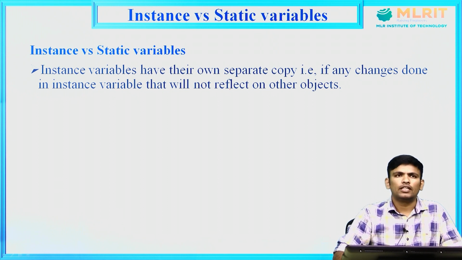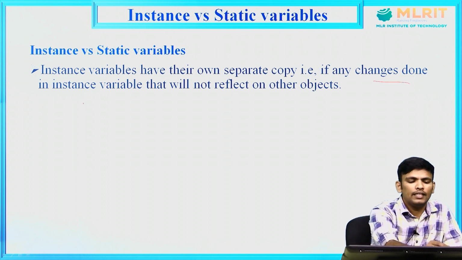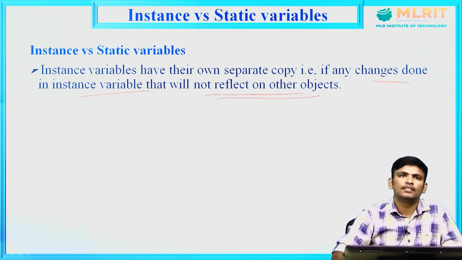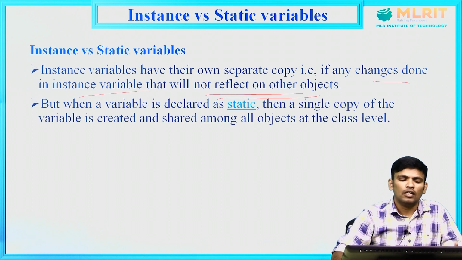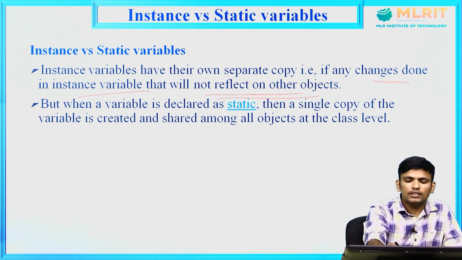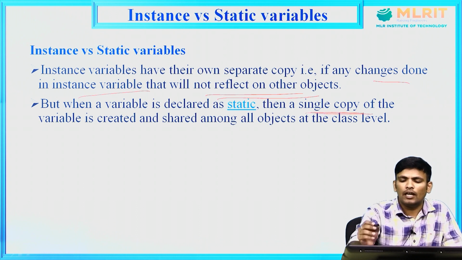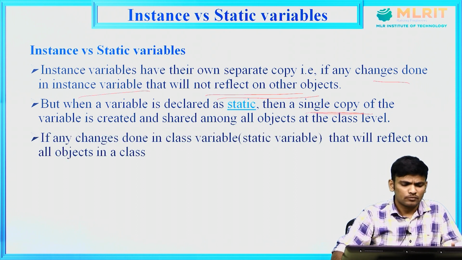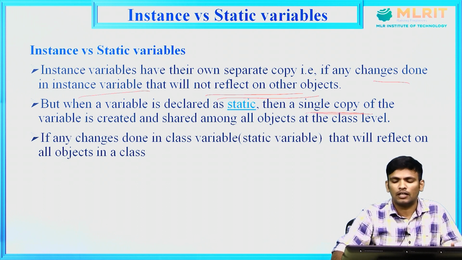As we know, instance variables have their own separate copy in the physical memory. If any changes are done in an instance variable, that will not reflect on other objects. This point was already covered in the instance variables concept. In a static variable, it will maintain a single copy for all objects. Means if any changes are done in the static variable, that will be reflected on all objects in that class. Okay. So, I will explain this point programmatically now.